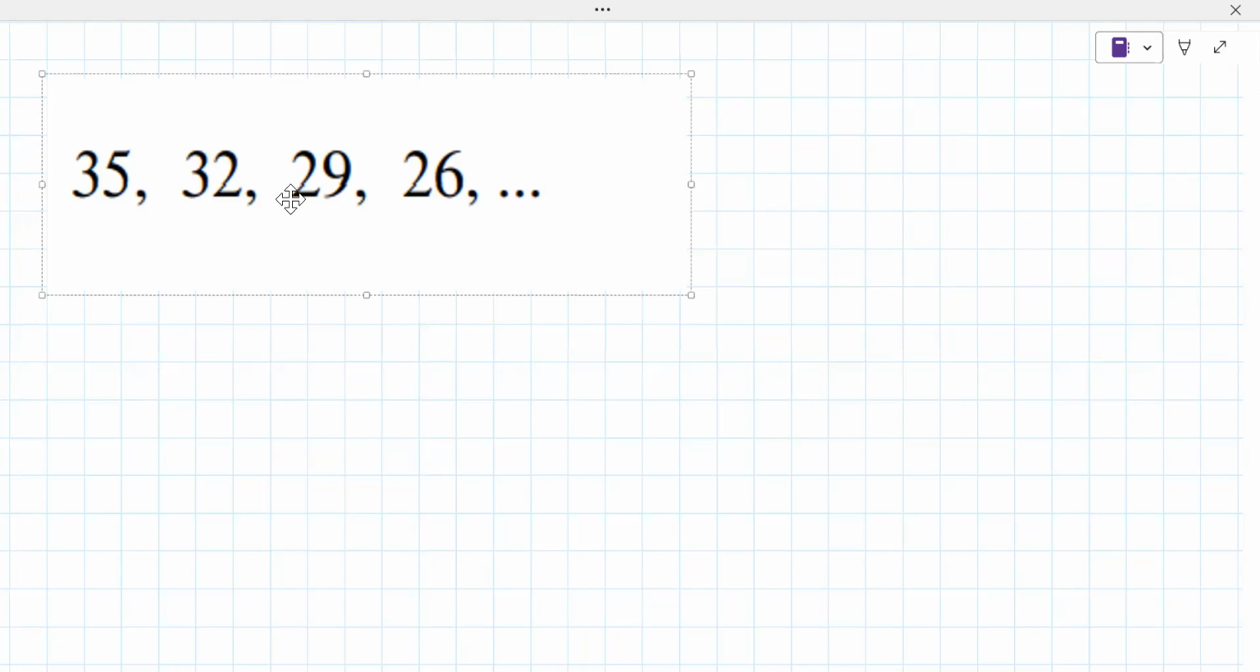So -3? Is it like -3? Yeah, so that's very important because you can't just say down 3. You have to say it's going up by -3. All right, good.